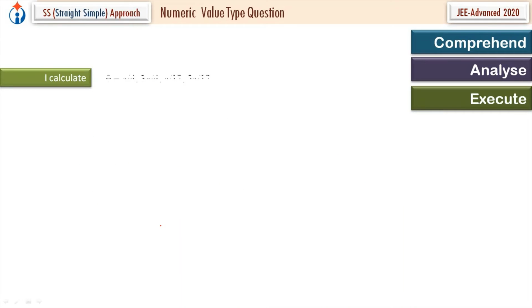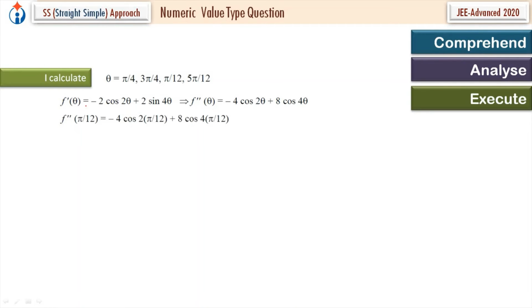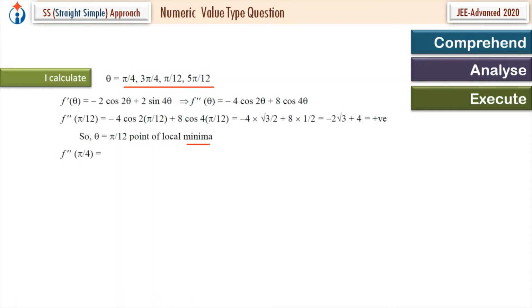Now f dash theta is this, f double dash theta we can find out. I'm using the second derivative test. So we check the values at pi by 12. Let's start with pi by 12. So this is minus 2 root 3 plus 4, which is positive. So point of local minima. Pi by 4, we check the value of second derivative. Simple calculations there. Negative. So point of local maxima.